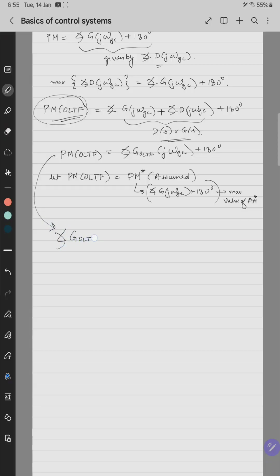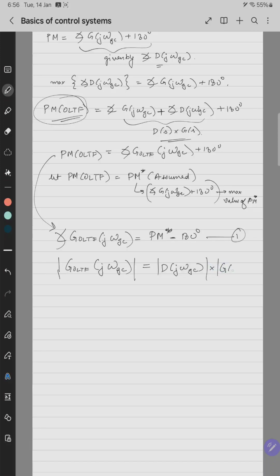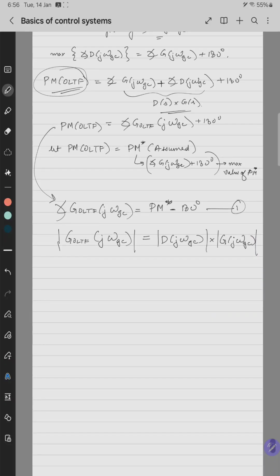So from this equation, what can you write? Angle of G OLTF at j omega gc is PM star minus 180 degree. This is equation number 1. Similarly, for the gain in absolute terms, we write the mod of G OLTF at j omega gc. Just multiply the gains: mod of D of j omega gc into mod of G of j omega gc.